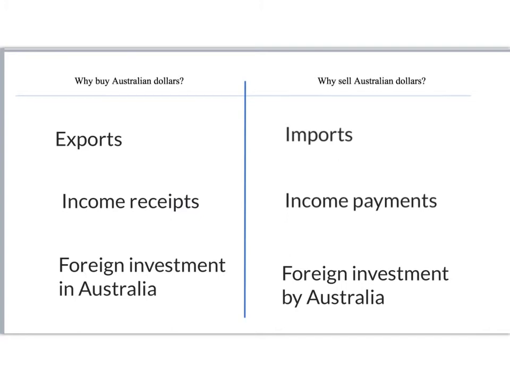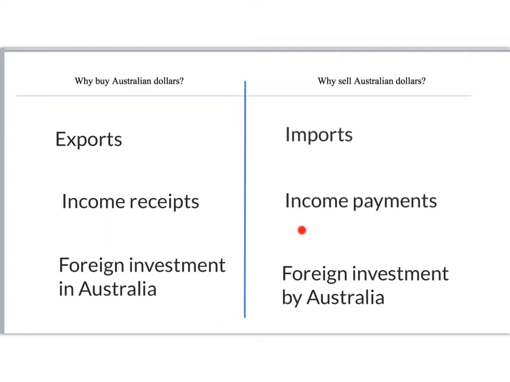If an Australian wants to buy a Mercedes-Benz, they need to sell Australian dollars, get the euro to get the Mercedes-Benz. So that's what we call imports. Imports into Australia mean that we must supply Australian dollars to get the local currency to buy the import products.